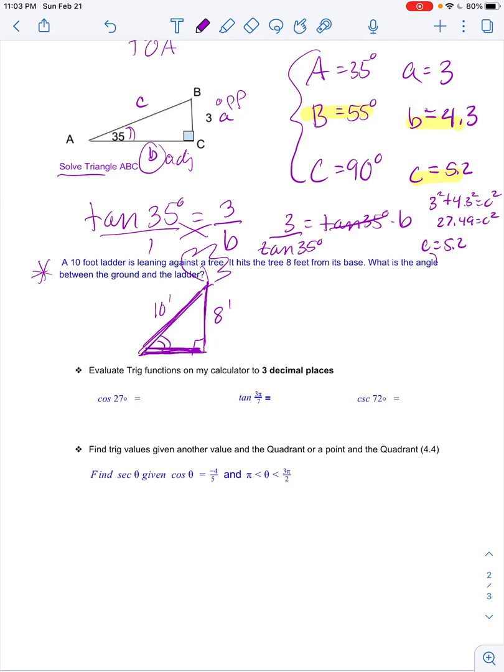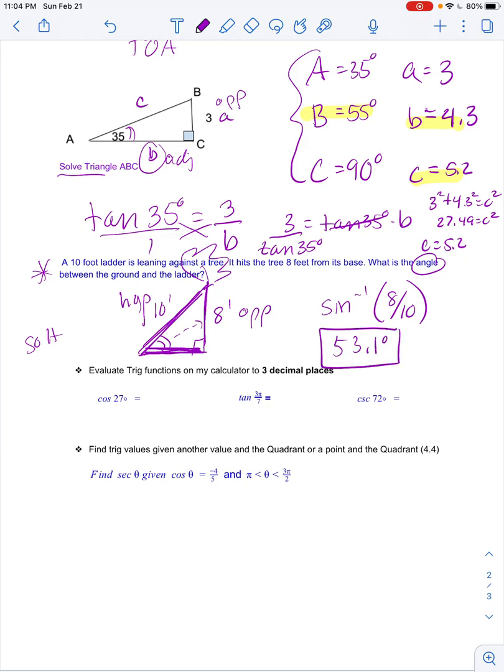And it's looking for an angle, so I need to be using inverse. Because this 8 is straight across from, so the opposite side, and the 10 is my hypotenuse, thinking back to SOHCAHTOA, I'll be using sine inverse and asking my calculator to find me the angle that would have an 8/10 for the sine value. So I do second sine 8/10, and it tells me that's about a 53.1 degree angle.